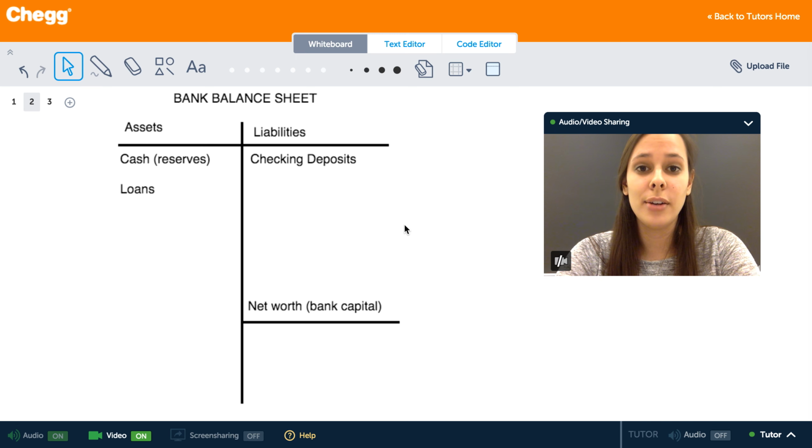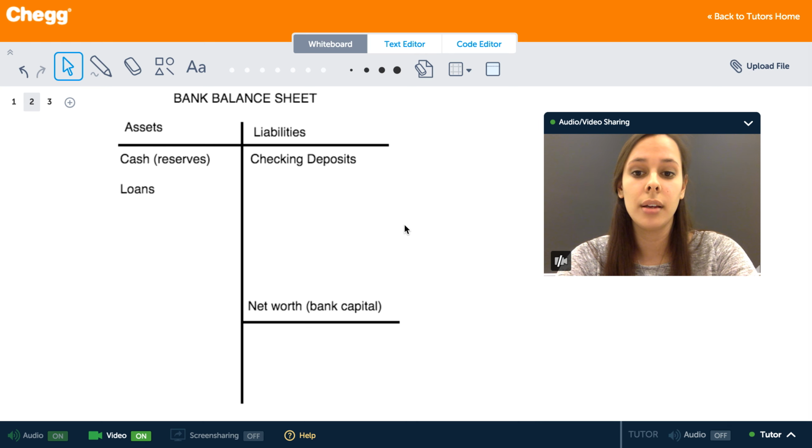Today we'll be discussing required reserves. Before we can get to required reserves, we have to understand what reserves are. And to understand what reserves are, we have to look at a balance sheet for a bank. Right here I put up a balance sheet on the screen that shows assets on one side, liabilities and net worth on the other. You might also see net worth referred to as bank capital.